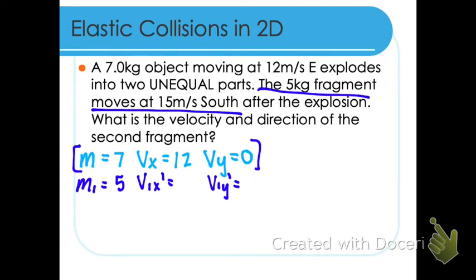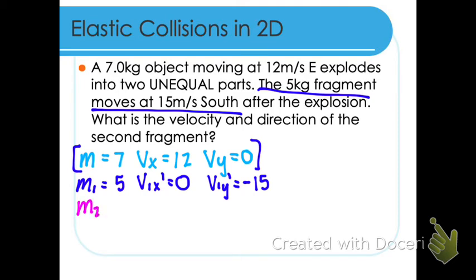It's moving just south. So V1y prime is negative 15. Let me write that negative a little bit clearer. Negative 15, and V1x prime would be 0. Right? What questions do we have so far about setting it up like this? Anything so far? Okay.